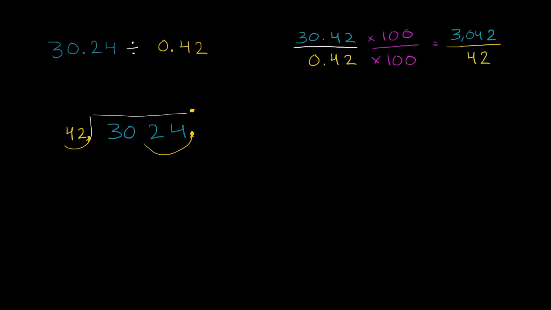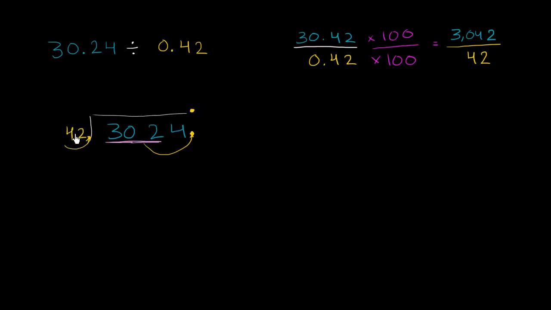And we know how to tackle that already, but let's do it step by step. How many times does 42 go into 3? Well, it doesn't go at all, so we can move on to 30. How many times does 42 go into 30? Well, it doesn't go into 30, so we can move on to 302. How many times does 42 go into 302? And like always, this is a bit of an art when you're dividing by a 2-digit or a multi-digit number, I should say. So let's think about it a little bit.